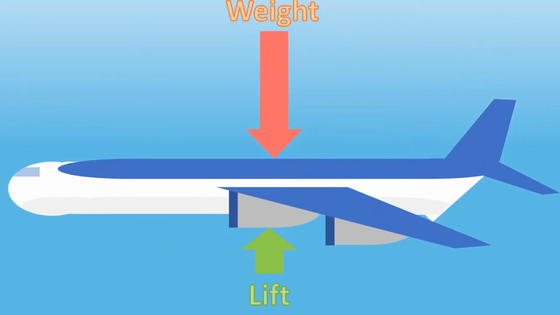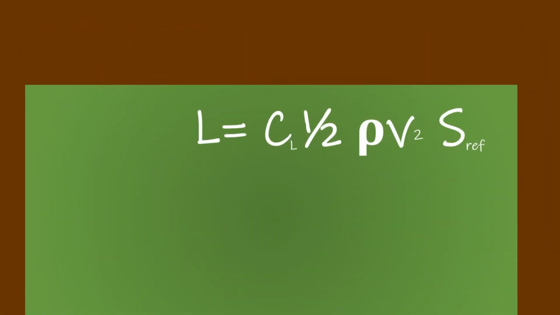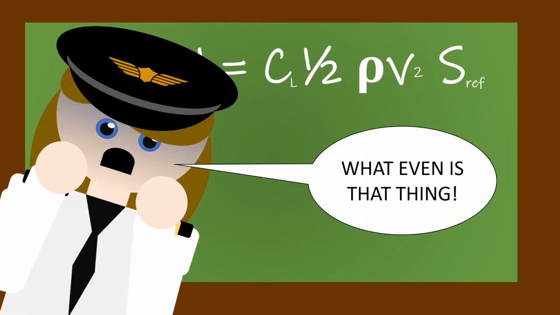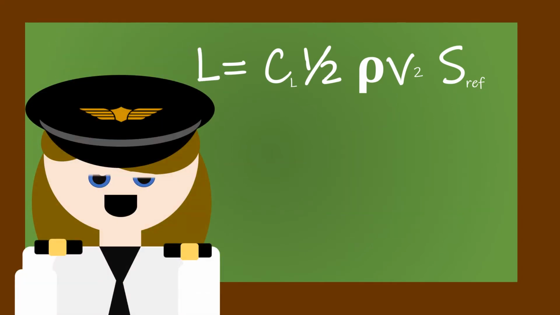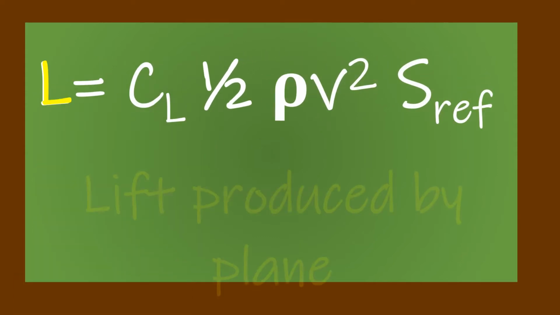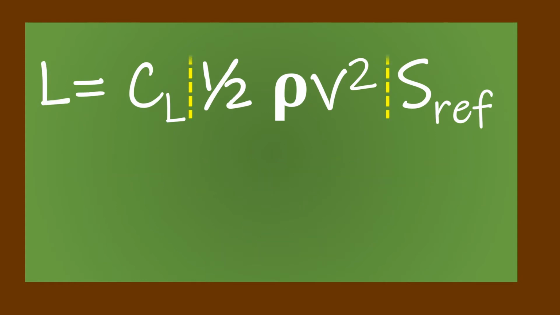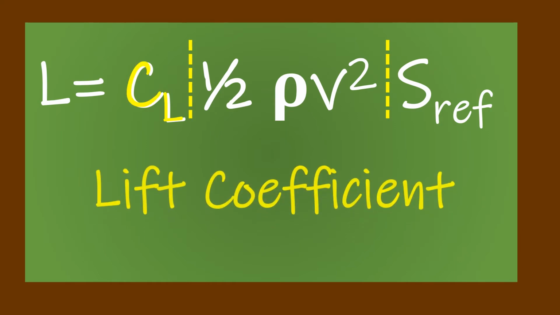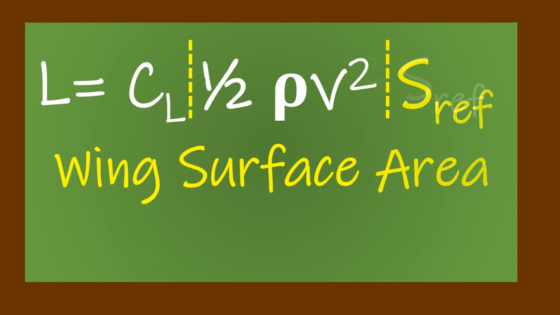To increase, decrease, or maintain a certain altitude, pilots use the lift force equation. But don't let this equation get you down, because in under 3 minutes, you will be a master of the skies. The lift equation determines how much lift an aircraft will produce. Let's break the equation down into 3 parts: the lift coefficient, dynamic energy, and wing surface area.